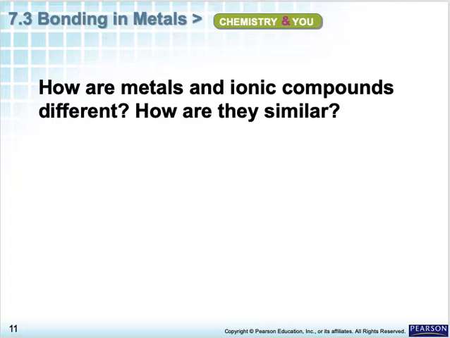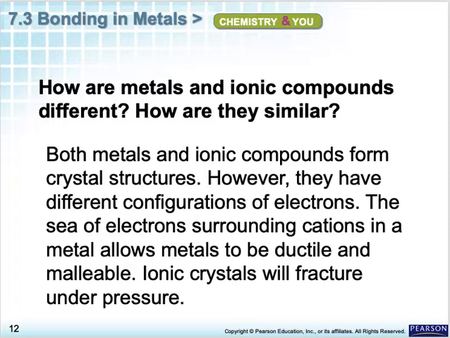How are metals and ionic compounds different, and how are they similar? Well, both metals and ionic compounds form crystal structures. However, they have different configurations of those electrons, and the sea of electrons surrounding the metal cations allows the metals to be ductile and malleable. Ionic crystals will fracture under pressure. They're neither ductile nor malleable. We call them brittle. So the second thing I want to see in your notes is that ionic compounds are brittle.